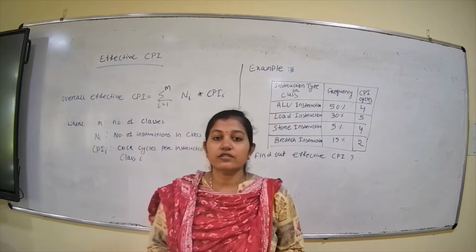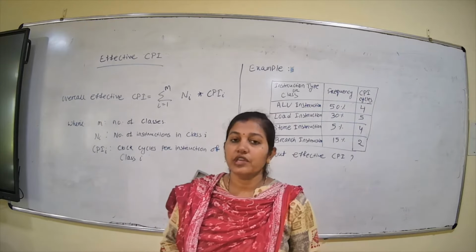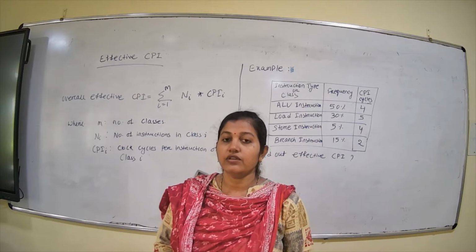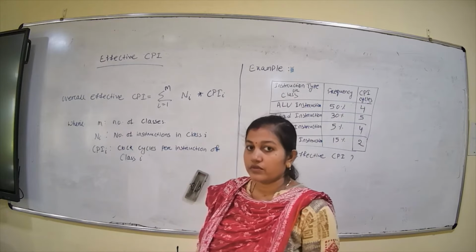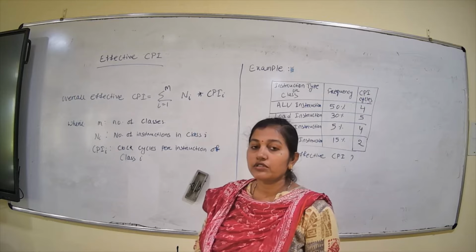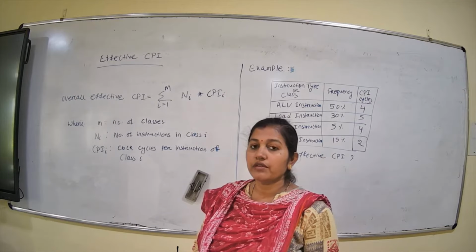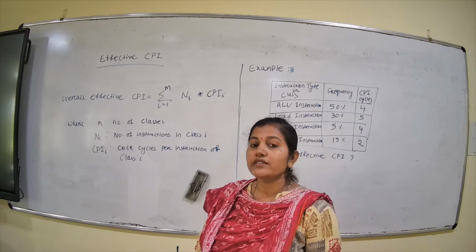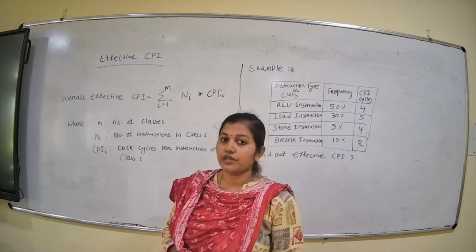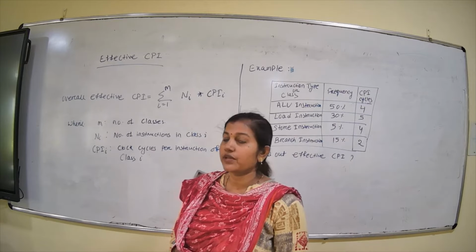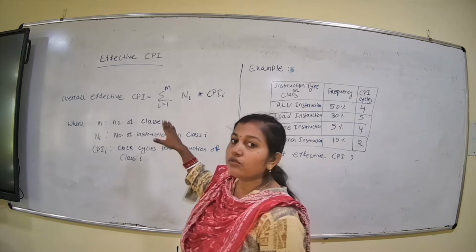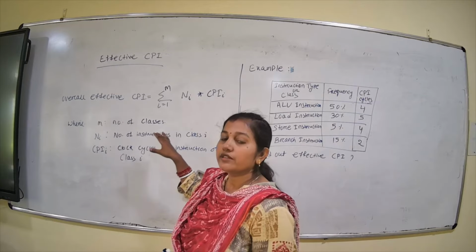Now we will discuss how to find the effective CPI. We already know how to calculate the CPU time: N into CPI by clock rate. That CPI is the average CPI, that is the effective CPI. Now we'll discuss how we calculate that effective CPI.